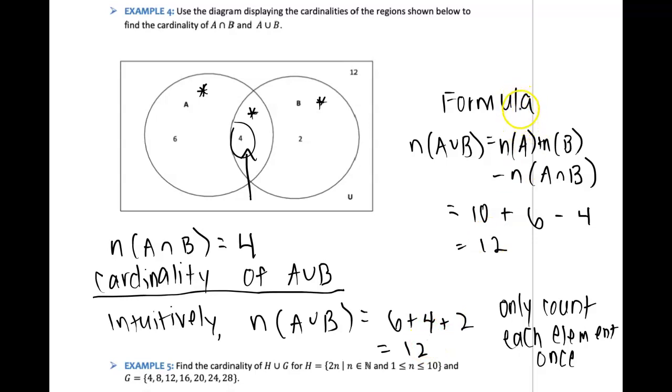When we used the formula, however, we counted those 4 elements as part of A, and we counted them as part of B. Since we counted those 4 elements twice in the formula method, as part of A and as part of B, that's why we need to go back and subtract them. Subtract those elements that you've counted twice. Whereas if you found that cardinality intuitively, you were careful to count each element only once. Therefore, there was no need to subtract the overlap. Okay, this completes example 4.